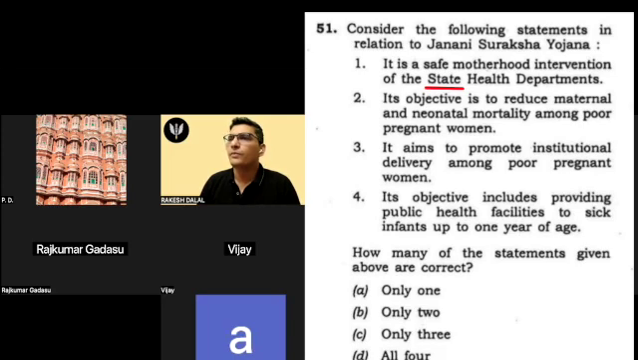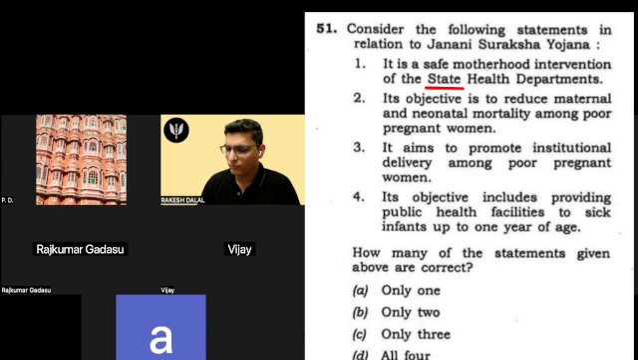Sir, statement 1 is obviously correct, sir. How is it obviously correct? The Janani Suraksha Yojana was implemented by the central government, but in collaboration with state health departments only, sir. But it is not saying in collaboration. It is just saying it's an intervention of the state health department without mentioning anything of the center. The state governments are the implementing body in the states, sir. So state health departments. That is the difference.